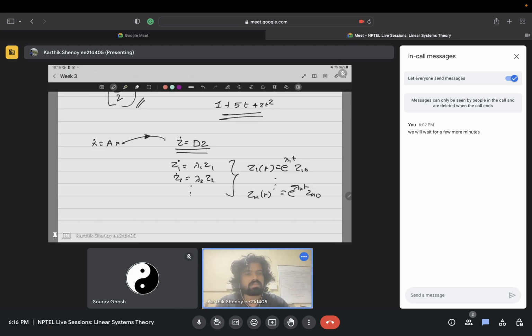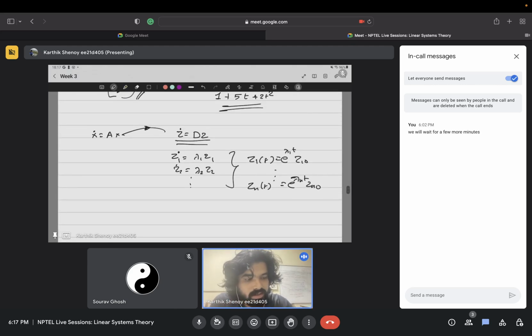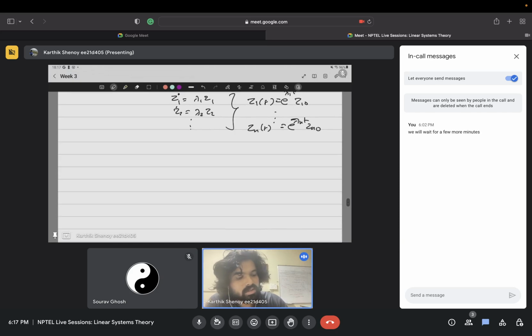So you would have heard of this in vibrations and all, where you decompose the dynamics into its modal components, into its different modes. It's the same thing. So change of coordinates actually helps you in certain cases. So this is why you need change of coordinates. Now let's look at something called similarity transformations.